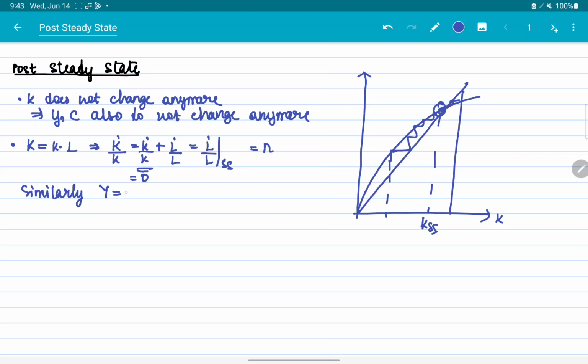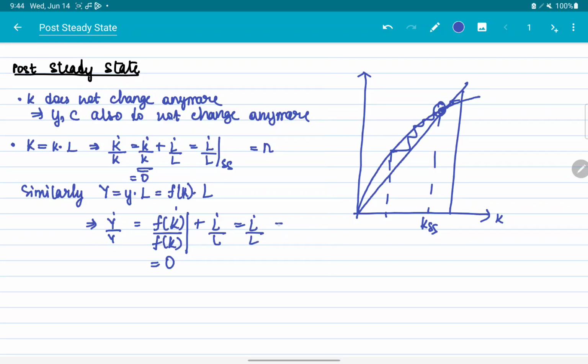Similarly, capital Y equals small y times L, which in turn is equal to f of k times L, which implies that Y dot by Y is equal to this, and I'm not differentiating this further, plus L dot by L, because this whole thing equals 0, because small k is no longer changing. So this is also equal to L dot by L, which is equal to n. So Y, K, C grow at n.